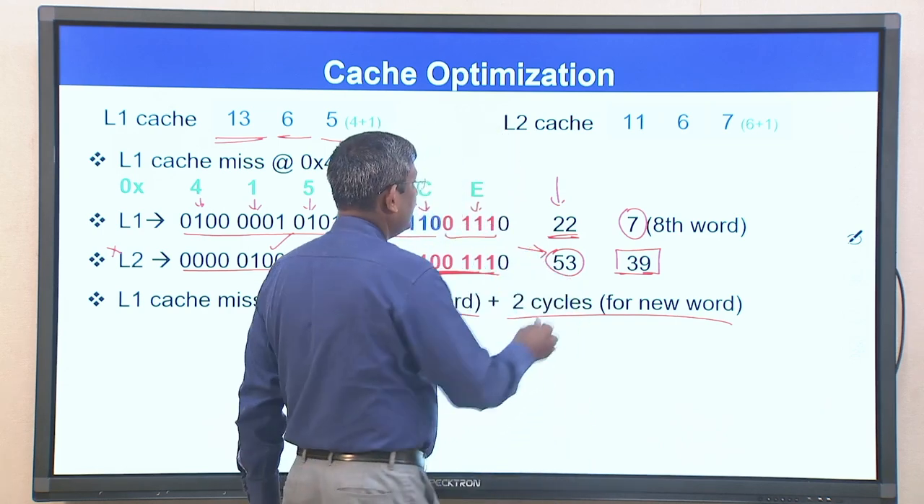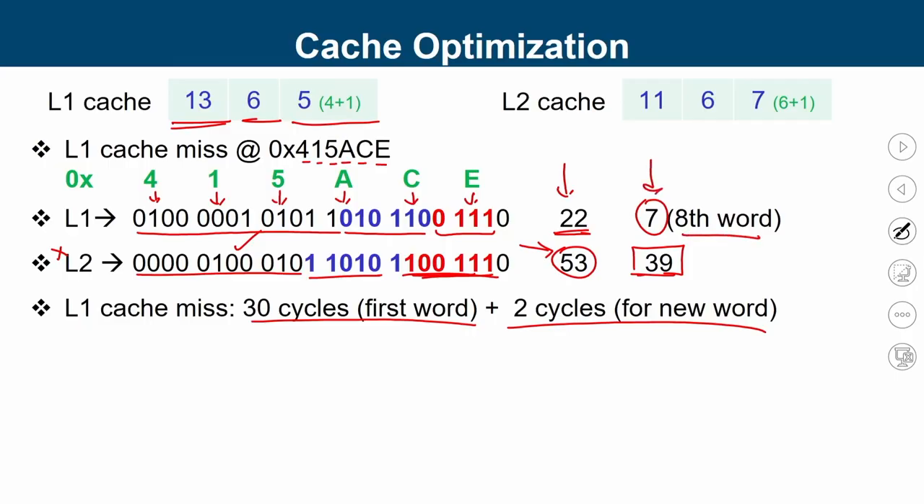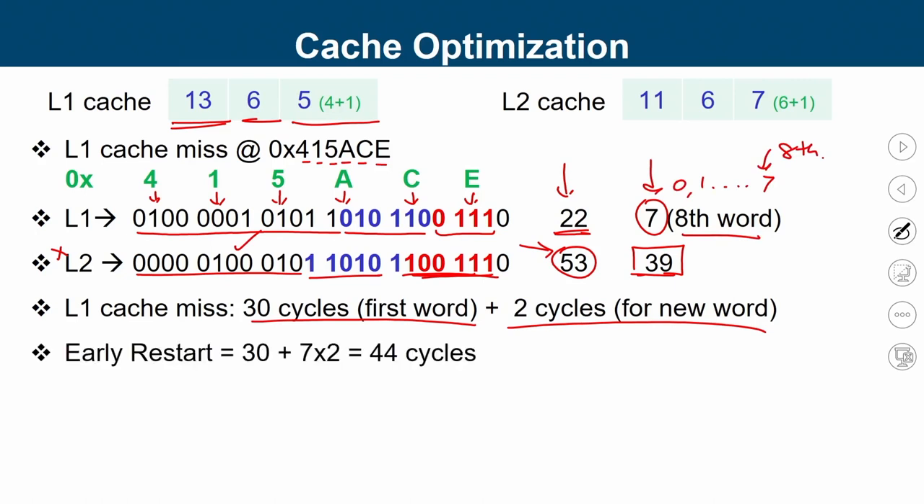If you look, the word number is 7, which is nothing but the 8th word, because you start at 0, 1, 2, 3, etc., up to 7. So, this is your 8th word. Now, what is the time taken? If it is an early restart technique, the first word will take 30. After the 0th word, you have 7 more words. Each of them will take 2 cycles each. So, 30 cycles plus 7 into 2, 44 cycles is what you take in an early restart mechanism.